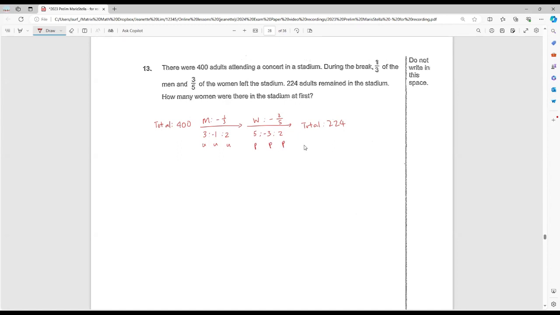So now we form 2 equations using the total at first. 400, right? 400 is the sum of 3u and 5p. So 3u plus 5p equals to 400. Now the other one is using the other value, which is 224. 224 is the total in the end, which is 2 units and 2 parts. So 2u plus 2p is 224.